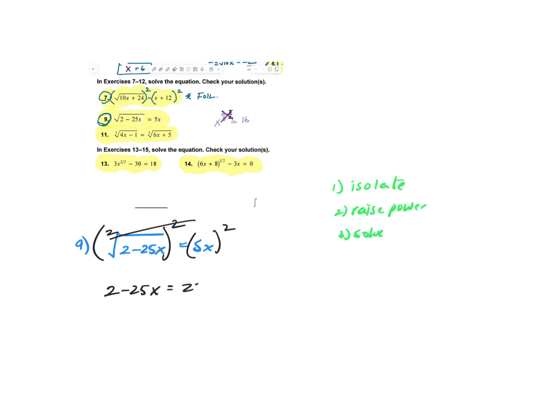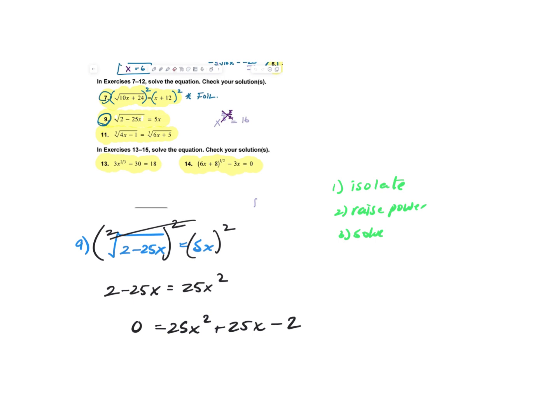So the first thing you want to do for these is isolate the root. So we're going to isolate, and then we're going to raise to the power. And then we're just basically going to solve it, okay? Since it's a square root, there's a 2 there, we raise it to the second power. So that cancels. We get 2 minus 25x equals 25x squared. Since it's a squared equation, we want to factor it, okay? So it's 25x squared plus 25x minus 2 equals 0.